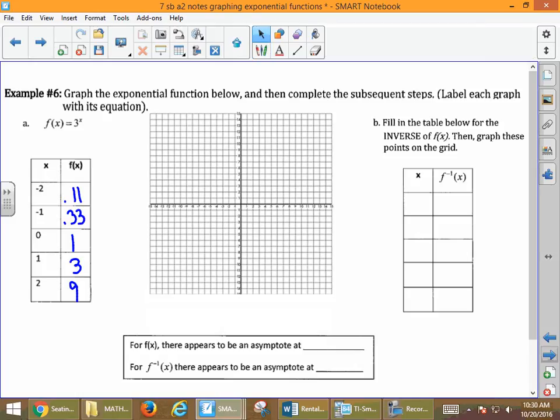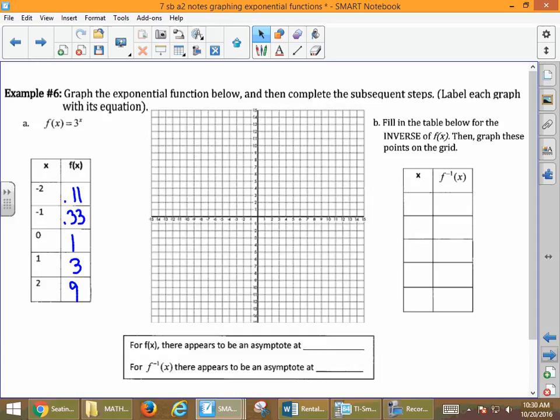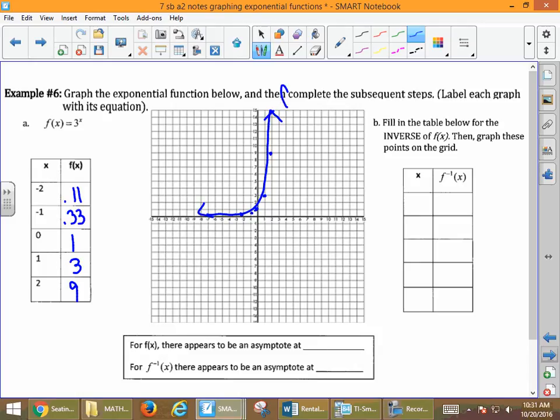And let's draw our picture. Negative 2, 0.11, negative 1, 0.33, 0, 1, 1, 3, 2, 9. Here's our picture. That's our function there. I didn't label last time. I should have. Label each graph with its equation. So there's f of x. Then, though, we also want to graph the inverse.